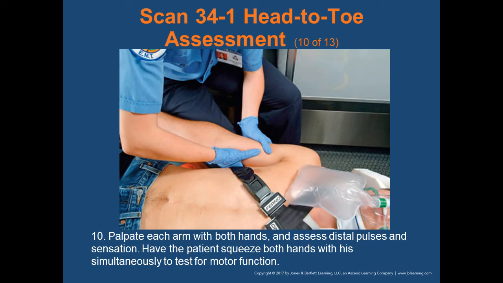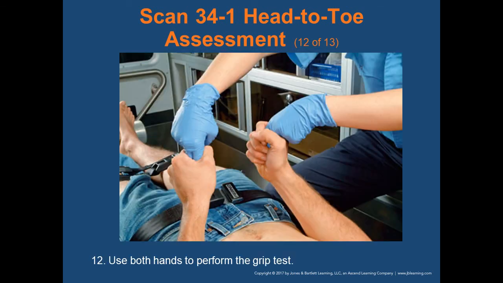We're going to palpate the arms, both arms, assessing again distal sensation. We're going to squeeze both arms and make sure that we have no crepitus or deformity in our upper extremities. We'll have them squeeze our hand in a grip test, check for whether or not they've got sensation and whether or not they've got good radial pulses.